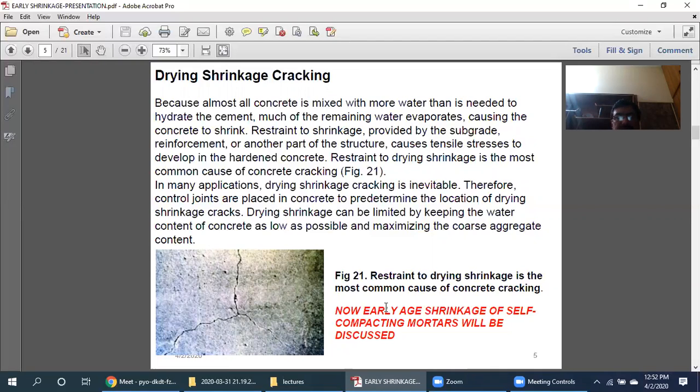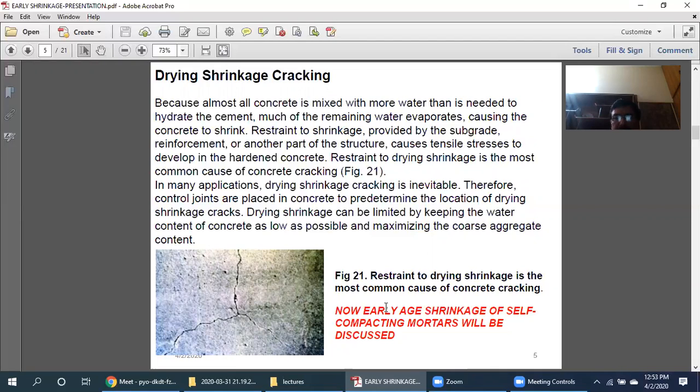In many applications, drying shrinkage cracking is inevitable. Therefore, control joints are placed in concrete to predetermine the location of drying shrinkage cracks. Drying shrinkage can be limited by keeping the water content of concrete as low as possible and maximizing the coarse aggregate content. See figure 21.